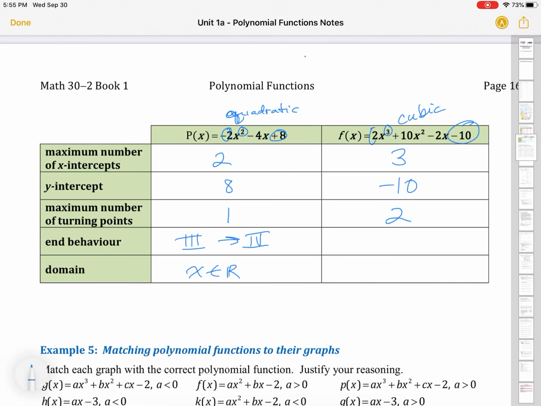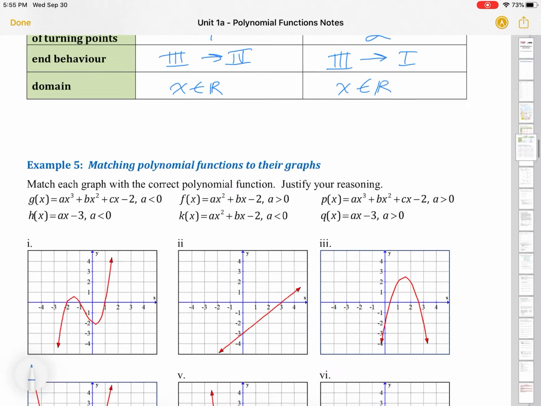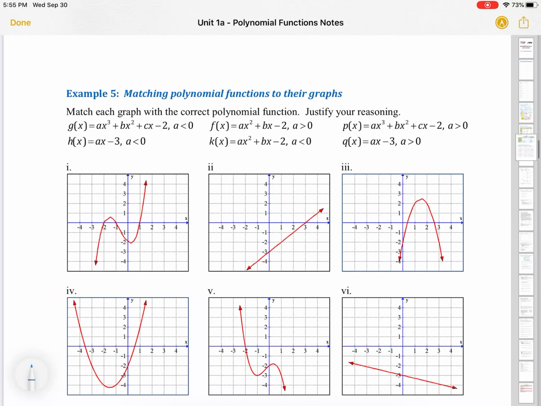All right. And end behavior, we have a positive. So if we look back at our other page, it's going to go from 3 to 1. Okay, and our domain, x is in the set of real numbers. Alrighty. Okay, so let's take a look. So we're being like little Sherlock Holmes. We're using the information given to tell some other things.